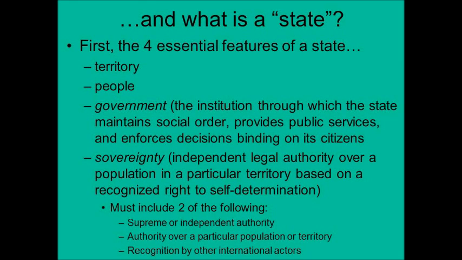A state, which is technically not necessarily the same thing as a nation, must have four features: land, people, a government, and there's the definition right there, and it must have sovereignty. Sovereignty is independent legal authority over itself, supreme or independent authority over itself, and it helps to have recognition by other countries in order for a country to be considered a sovereign state.